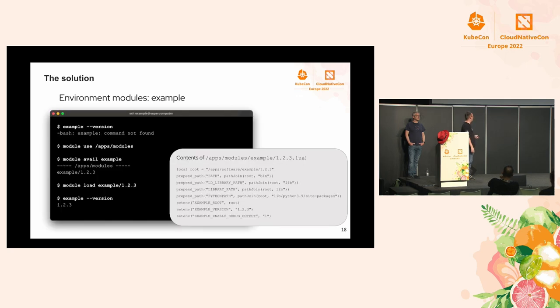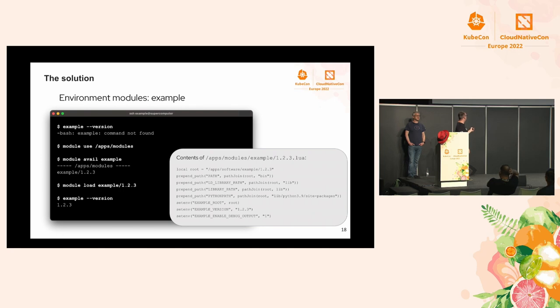This is very briefly how it works. In the screenshot of the terminal, you can see the example command is not there. If we try to run it, it just fails. Through the module command, we can activate a new set of modules that are available. So we do module use on some location where we know stuff is available. And then when we check for available modules, we can see there's a version of the example software available.